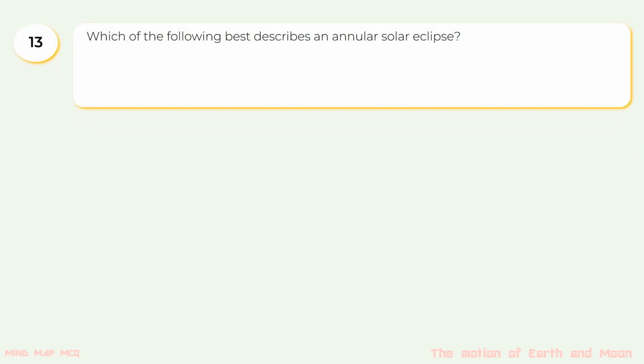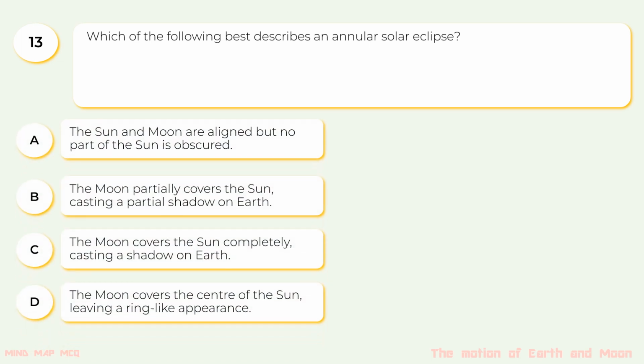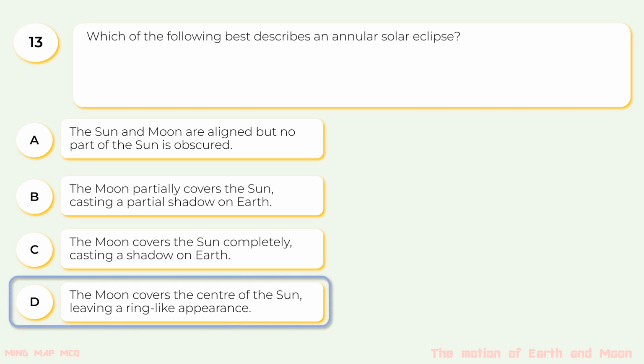13. Which of the following best describes an annular solar eclipse? A. The sun and the moon are aligned but no part of the sun is obscured. B. The moon partially covers the sun, casting a partial shadow on Earth. C. The moon covers the sun completely, casting a shadow on Earth. And D. The moon covers the center of the sun, leaving a ring-like appearance. The correct option is D. The moon covers the center of the sun, leaving a ring-like appearance.